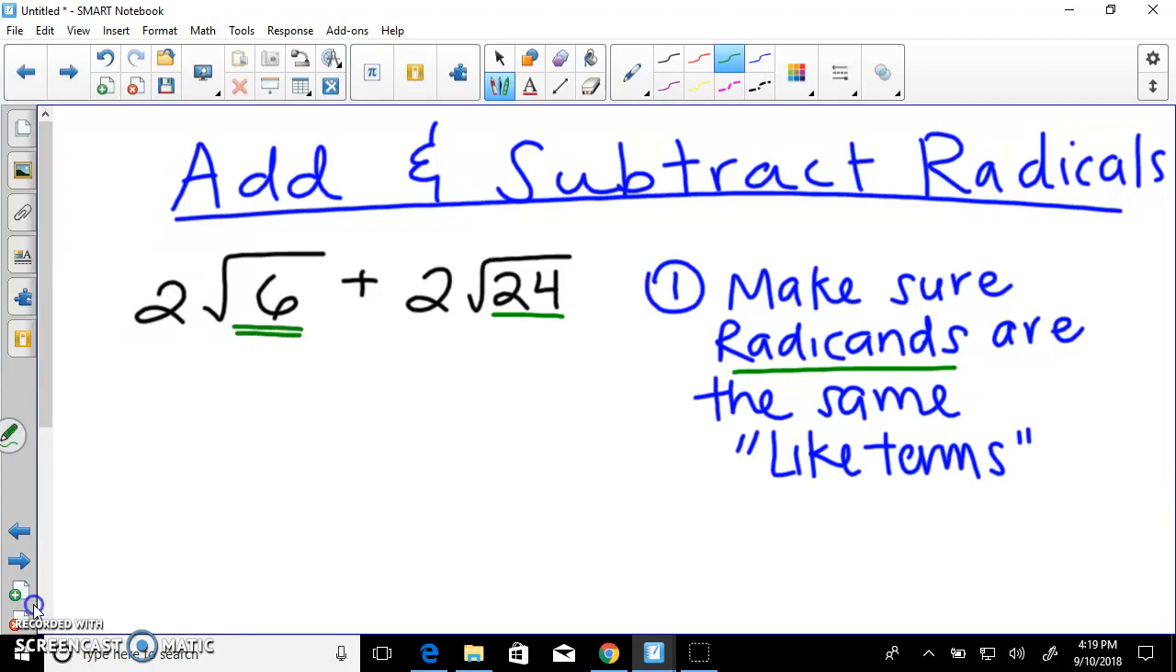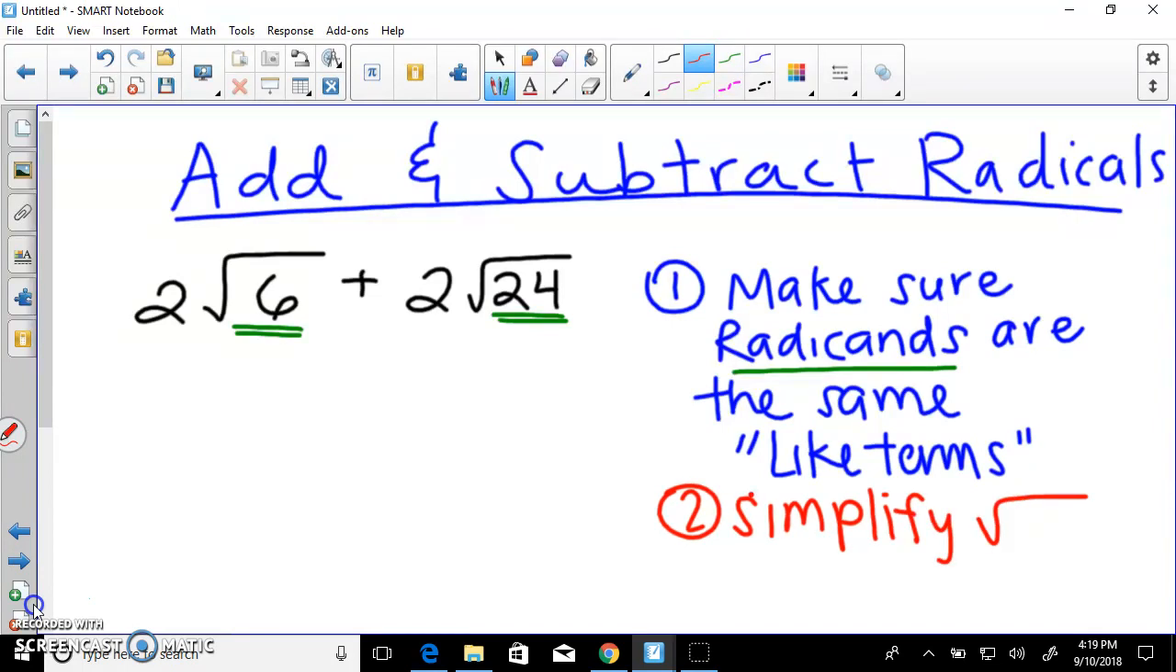Now, we're going to notice that currently the radicands are 6 and 24. 6 and 24 are definitely not the same number, so we're going to have to simplify. So step 2 is simplify radicals, and I'm just going to put a little square root symbol, okay? So let's start with 2 square root 6. So 2 square root 6, okay?